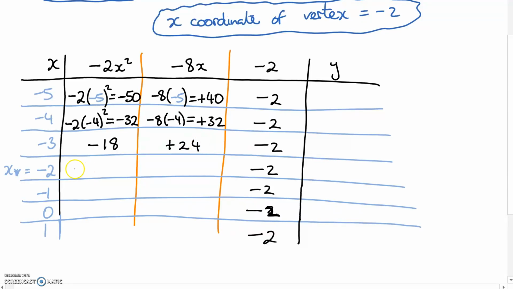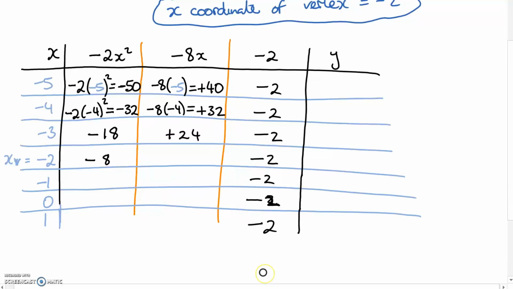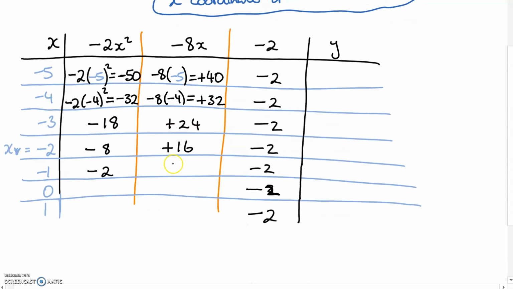Next line, negative 2. So negative 2 squared is 4. 4 by minus 2 is minus 8. Negative 8x, negative 8 times negative 2 is plus 16. Next line, negative 1 squared is 1 by minus 2 is minus 2. Minus 8 by minus 1 is plus 8.